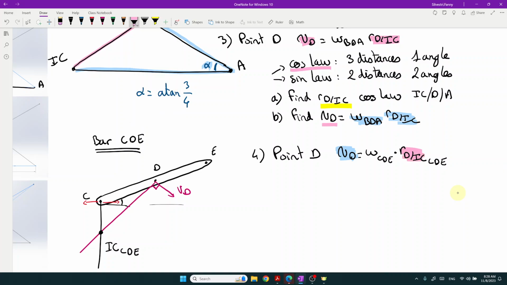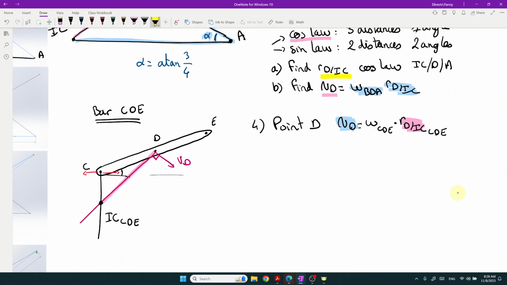So we need to find this distance there. To find this distance, we will get into that triangle. There's not a lot that we know. Let me draw that triangle a little bit bigger.